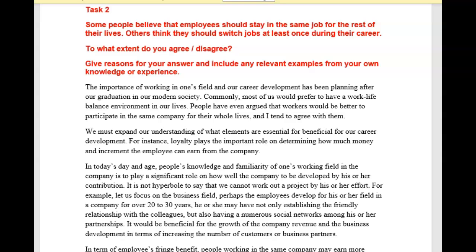Commonly, most of us would prefer to have a work-life balance environment in our lives. People have even argued that workers would be better to participate in the same company for their whole lives, and I tend to agree with them. All right. So I didn't understand the first sentence, as I've already said. I don't agree with this inclusion of work-life balance. That's not what this is about at all. That's a totally different topic. So this sentence is completely irrelevant. And let me tell you something else.